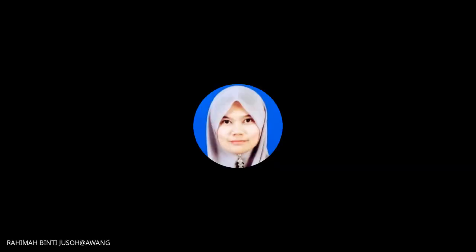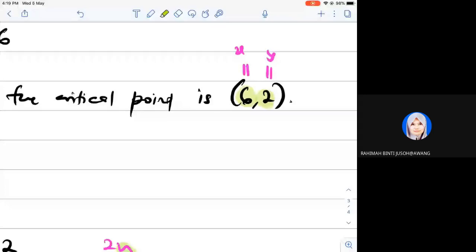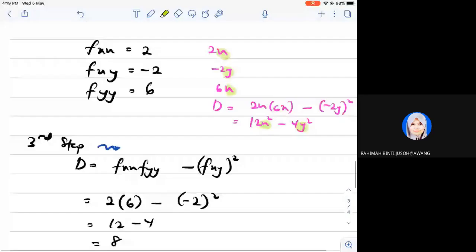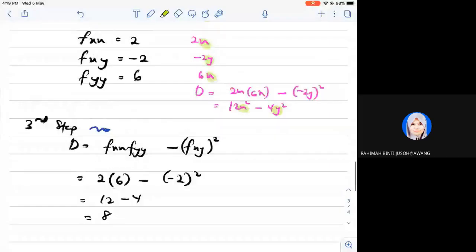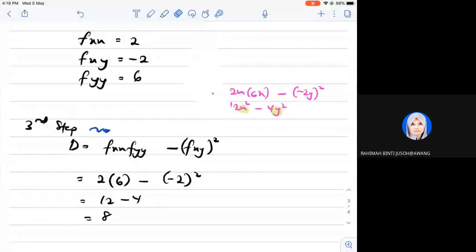Tapi untuk soalan ni dia simple, dia tak ada variable. So tak perlu ganti nilai critical point tu. Sebab dah dapat jawapan dah pun, dah ada nilai D straight away dah. Faham tak maksud saya? Boleh faham. Okay. So now ni bukan dalam soalan ni lah. Ini saya bagi contoh je tadi. Delete. Okay, so now dah dapat kesimpulan dah. Dah boleh conclude dah.